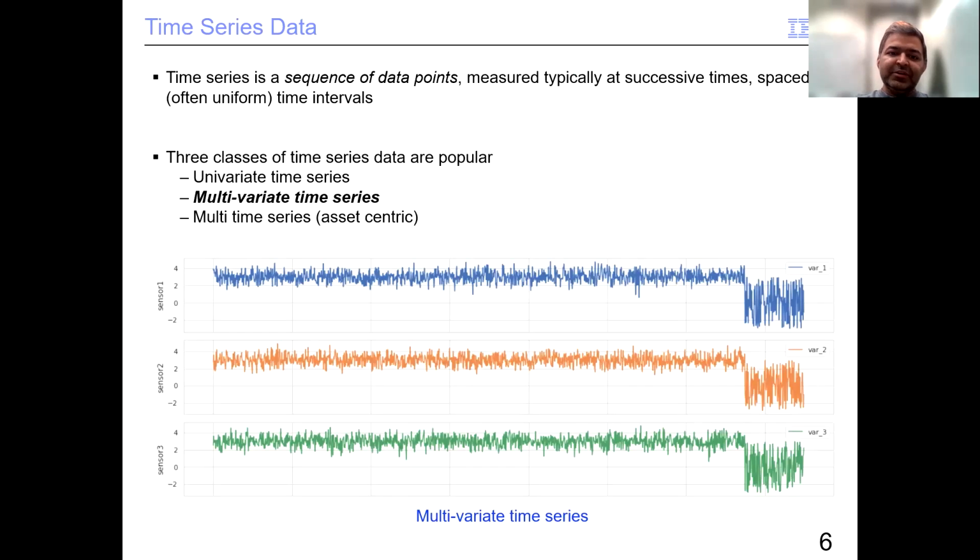In practice, we have seen 3 popular classes of time series data. They are univariate time series, multivariate time series, and multi-time series, where we are collecting time series, let's say, for different assets. So it's an asset-centric multi-time series. In the example, we have plotted a multivariate time series where we have captured the observation for 3 sensor variables, sensor 1, sensor 2, and sensor 3, over a period of time.